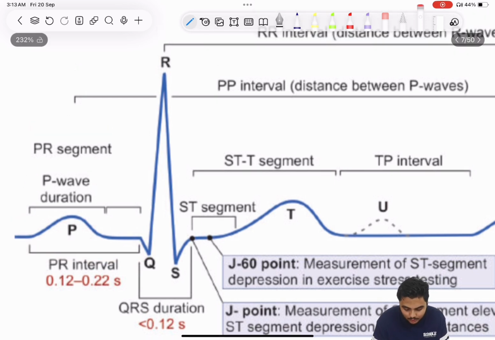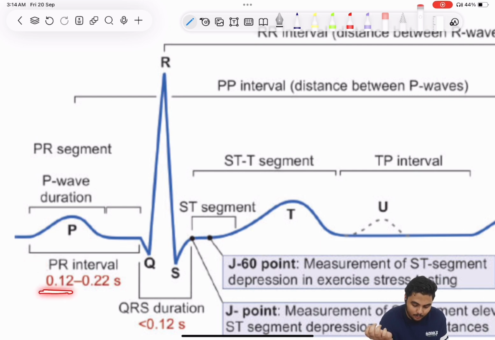Now, if you see here, the PR interval starts from the onset of the P wave up to the end of the PR segment, which corresponds to the depolarization of the atria up to the point the impulse reaches the ventricles. So this is the time taken for the impulse to travel from the atria to the ventricles. Whenever this duration is increased, we can say there is some defect in conduction from atria to ventricles. For example, in cases of heart block, we will see an increased PR interval.